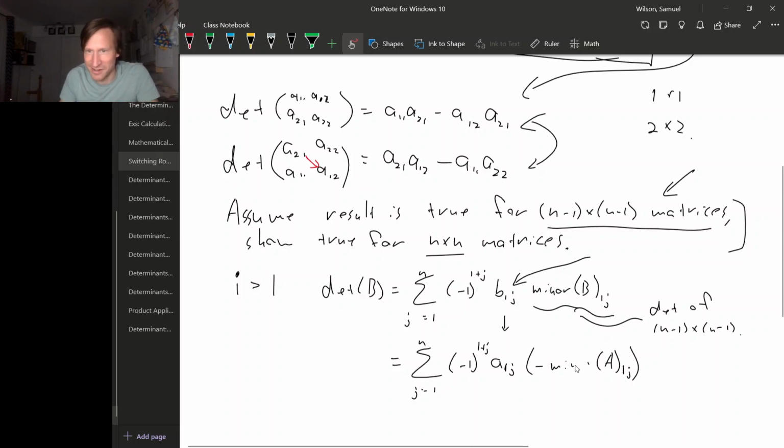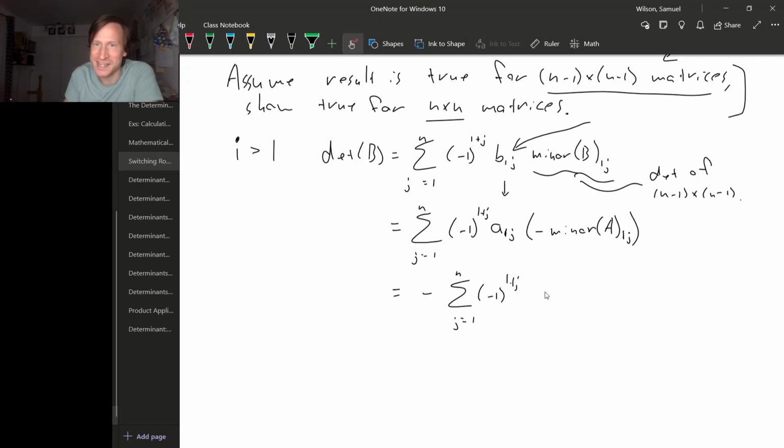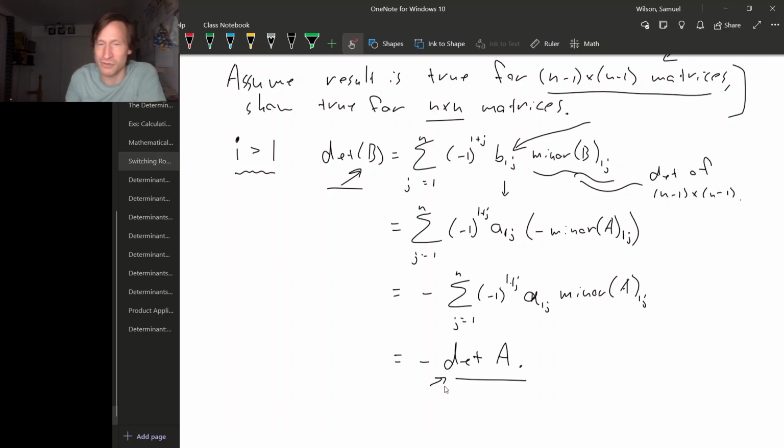Okay, but look, now we can take this minus sign, move it all the way out front. We get the sum from j equals 1 to n of minus 1 to the 1 plus j, a1j, and then the minor for A in position 1j. But this is exactly the negative of the determinant of A. So if the adjacent rows that we switched were not the first two rows, then we've proved our result. The determinant after the row switch is the negative of the determinant before the row switch.